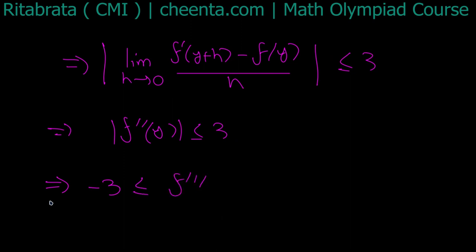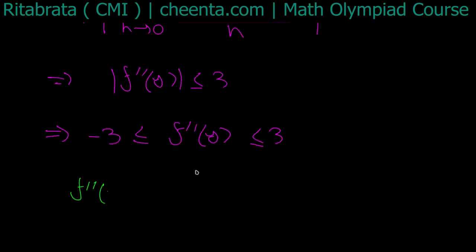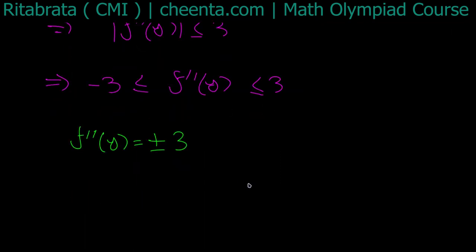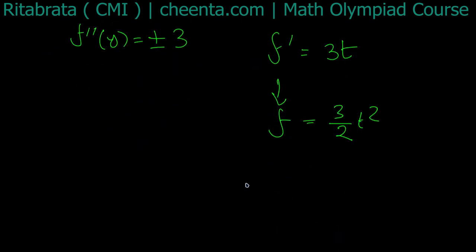So f double dash y is bounded between -3 and +3. Now I need to check whether these bounds are attained or not. Can f double dash y be plus or minus 3 given the conditions? Let's see, when f double dash is +3, then f dash should look like 3 times some linear function, 3 times some t. And in that case, by indefinite integration, f should look like 3 by 2 times some t squared. And you can easily check that f of y equal to plus or minus 3 by 2 times y squared.